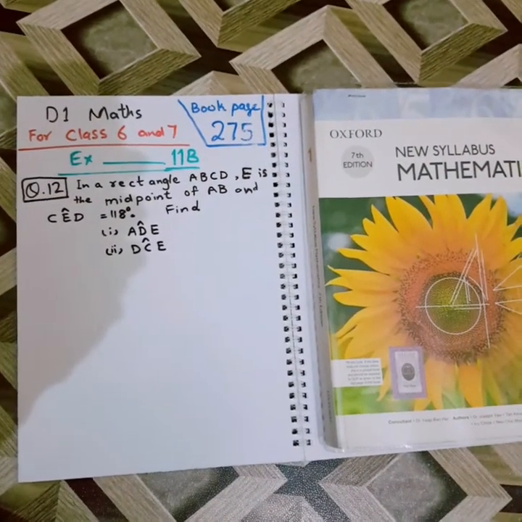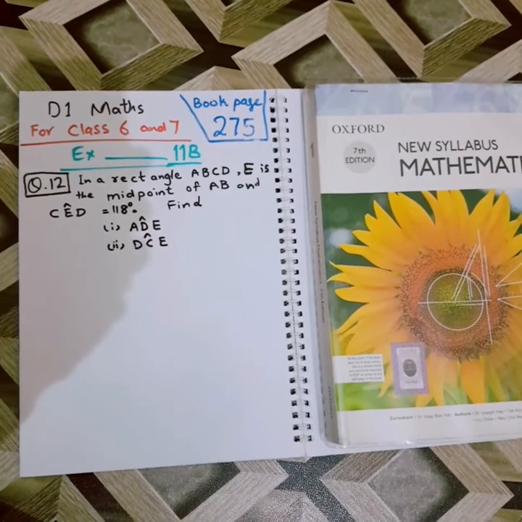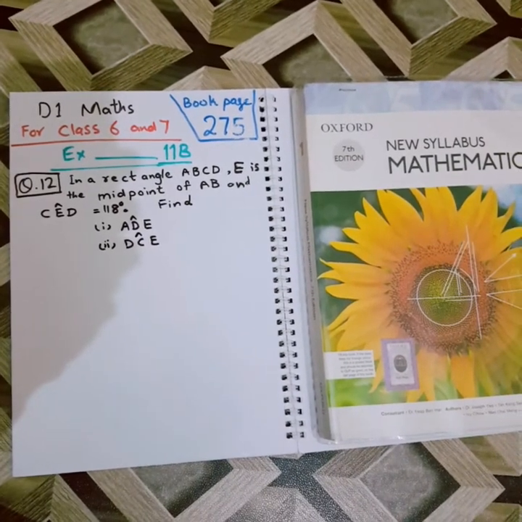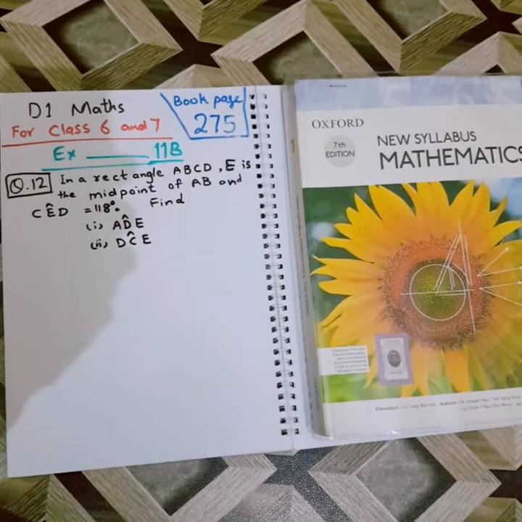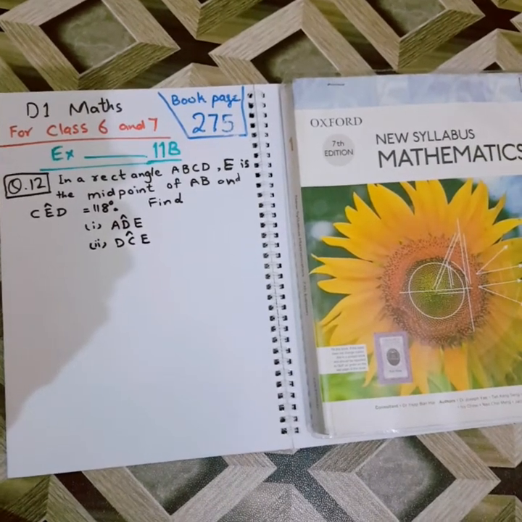Book page is 275. Exercise is 11B. I have already uploaded question number 7 to 11, I guess, from this exercise. Now, today I'm going to do question number 12.